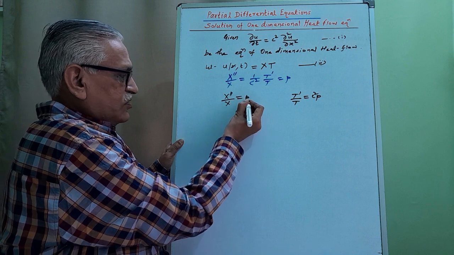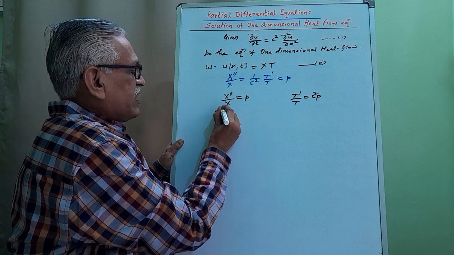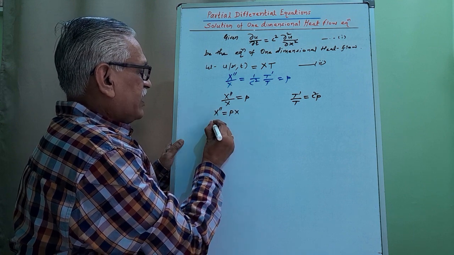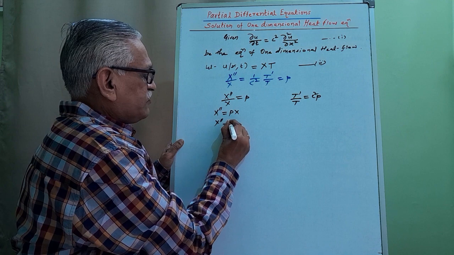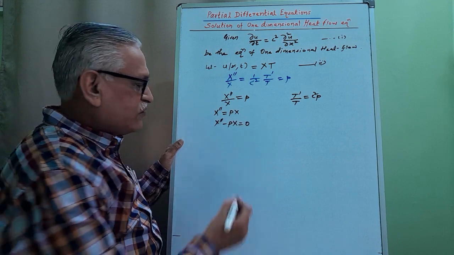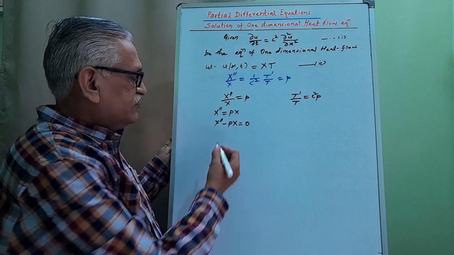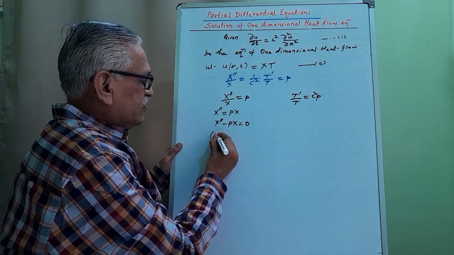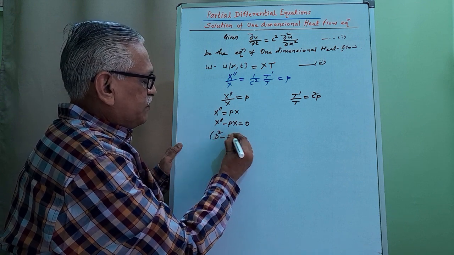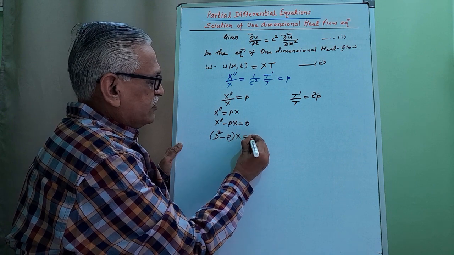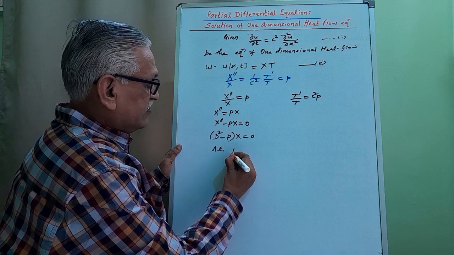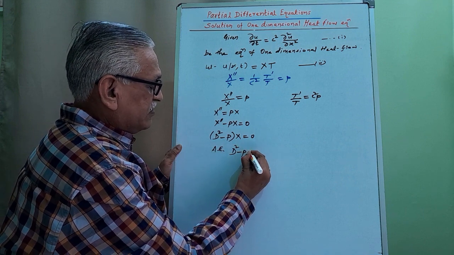Then transferring this to the right hand side, we get X double dash is equal to p into capital X. Then we get X double dash minus p into capital X is equal to 0. Converting in symbolic form, we get a second order differential equation, D square minus p into capital X is equal to 0. Auxiliary equation is D square minus p is equal to 0.